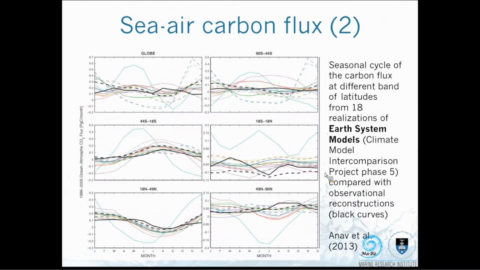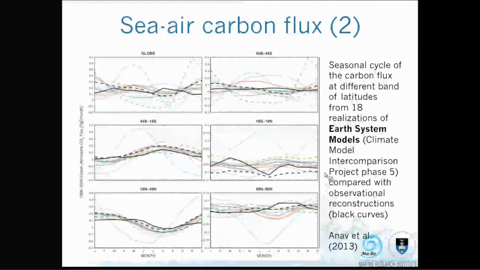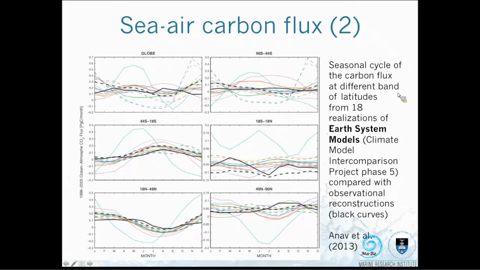And this is another paper from about the same period from ANAV that is showing the seasonal cycle at different bands of latitudes from different Earth system models, which is what I've been presenting before from the last climate model intercomparison project phase 5. These ones are also compared with observational reconstructions. I'm not calling them data here because there is some modeling in terms of the usage of the data that is included. And as you see, if you progress north, just focus on the last 4 panels, apart from certain models, the majority of models seem to cluster around the data. While in the Southern Ocean, from 90 south to 44 south, they are spread all over the place.